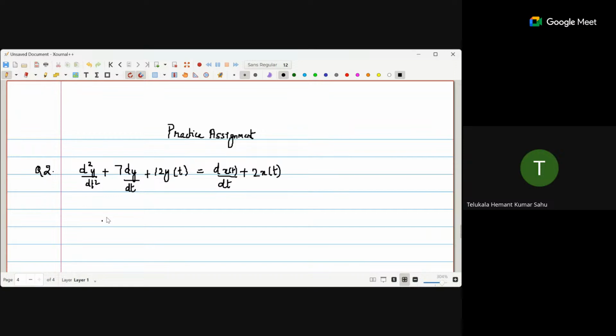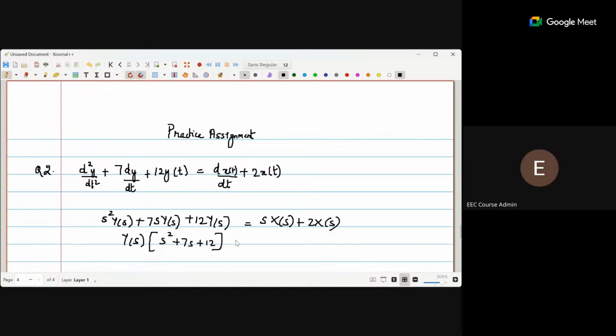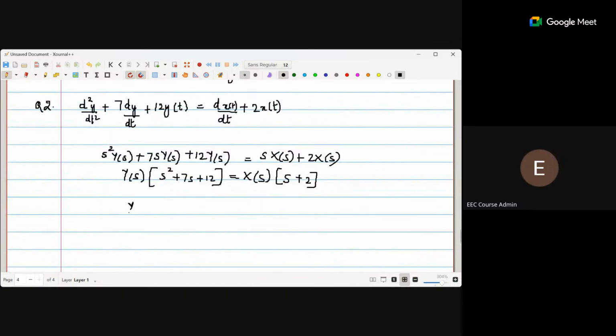s square y of s plus 7 s y of s plus 12 y of s equal to x of s plus 2 x of s. So y of s into s square plus 7s plus 12 equal to x of s into s plus 2. So y of s by x of s will be s plus 2 by s square plus 7s plus 12. So that is s plus 2 by s plus 3 into s plus 4.